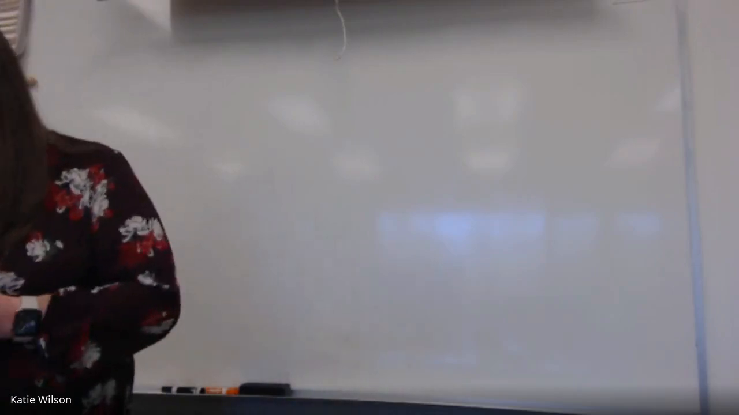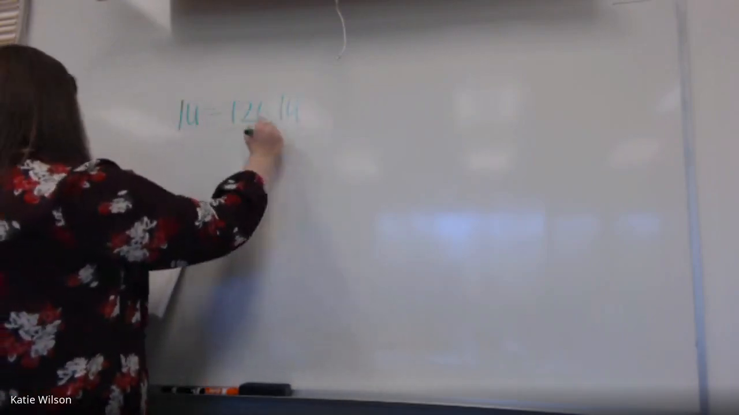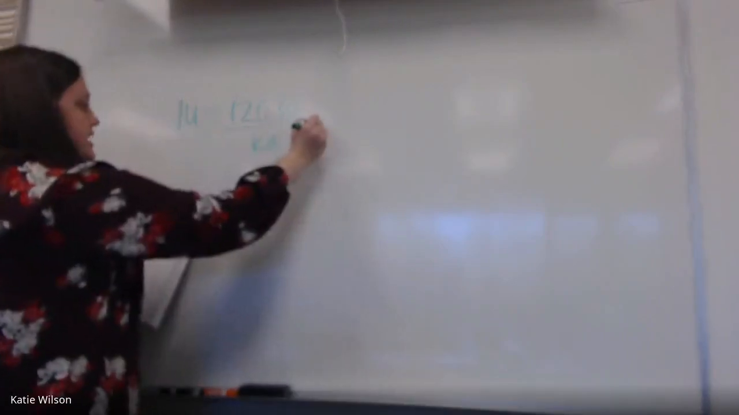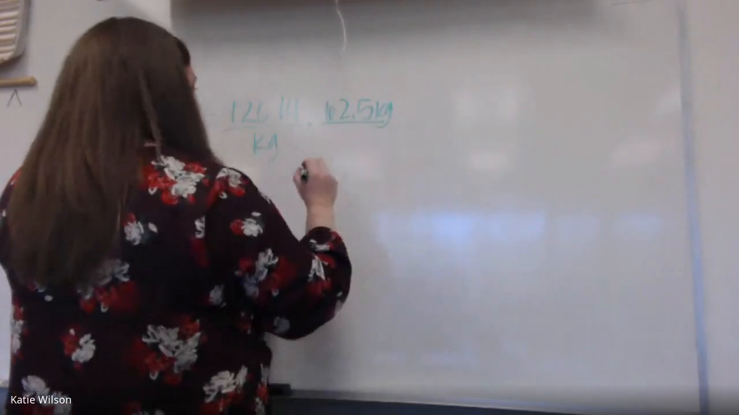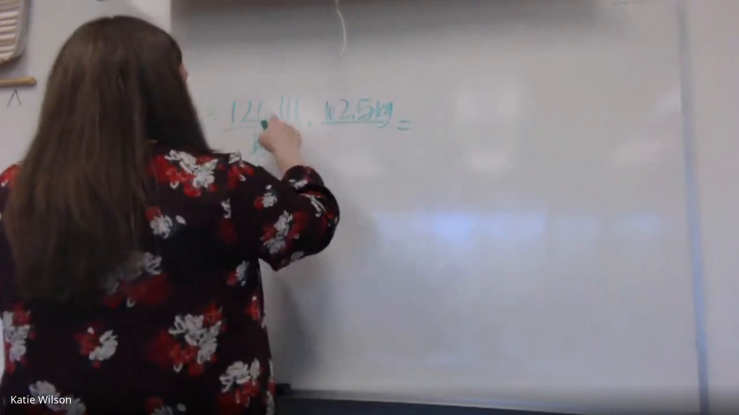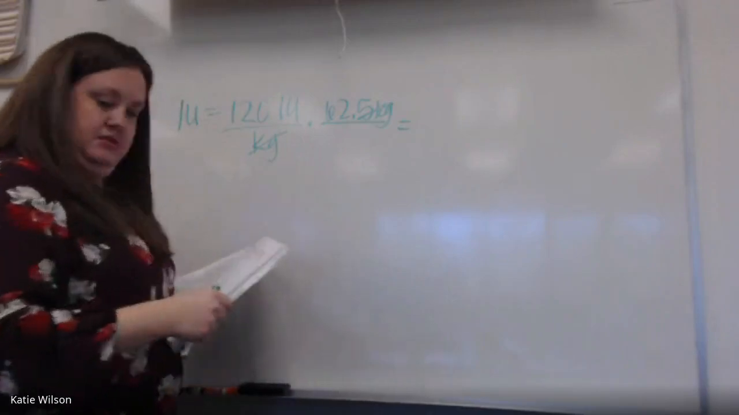Okay, so your order is 120 IUs per kilogram. And the patient weighs how many kilograms? So I've canceled out my kilos. 120 times 62.5 is, well, there it is, 7,500.